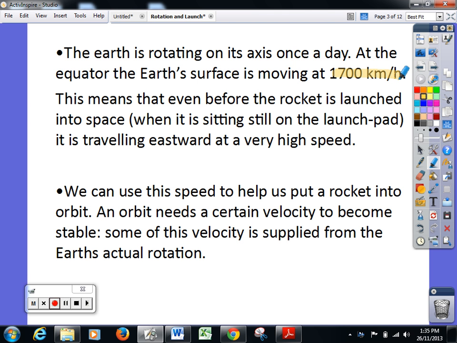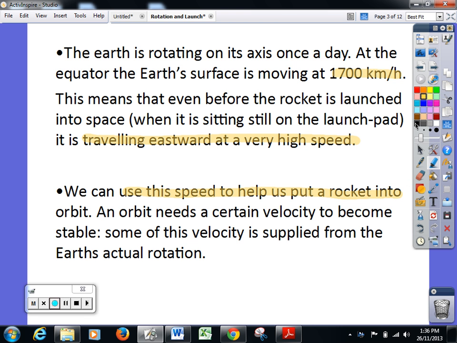So before the rocket is even launched into space, it's already travelling eastward at a very high speed. Now the reason why it's travelling eastward is that though the sun appears to rise in the east, the Earth is actually spinning towards the east, making the appearance that the sun is rising in the east. And we're going to use this extra speed to help us put a rocket into space or into orbit.